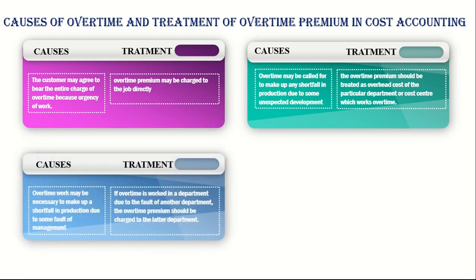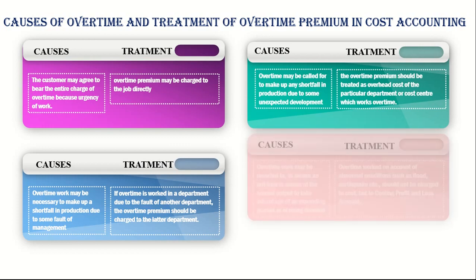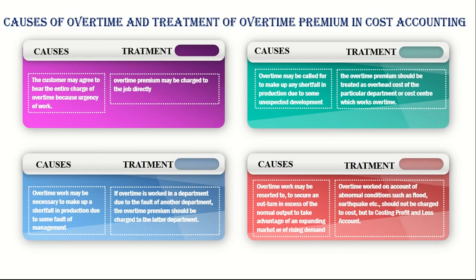Overtime work may be necessary to make up a shortfall in production due to some fault of management. If overtime is worked in a department due to the fault of another department, the overtime premium should be charged to the latter department. Overtime work may be resorted to secure an outturn in excess of the normal output to take advantage of an expanding market or of rising demand.